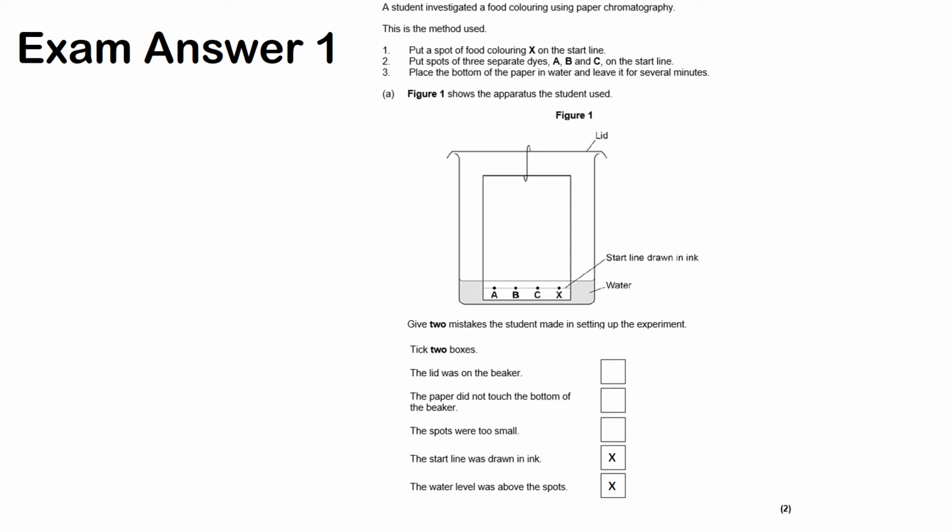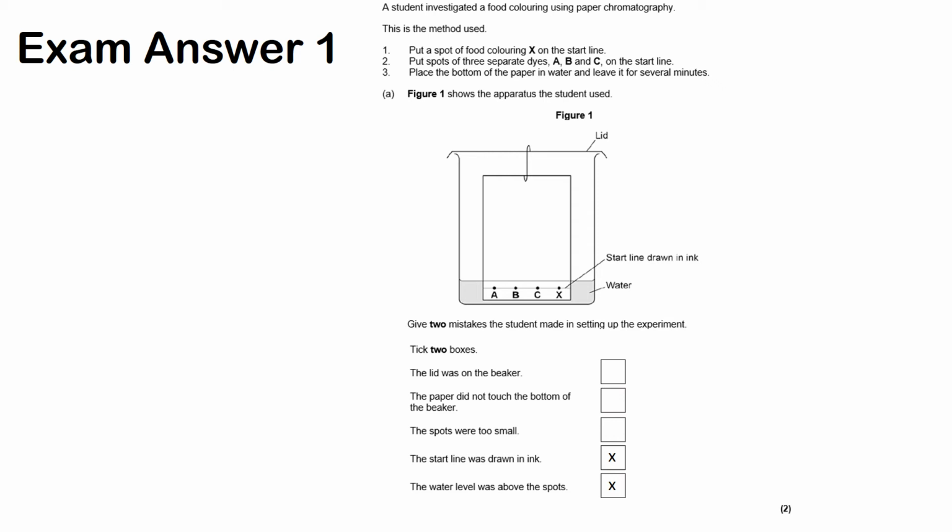And the question is, give 2 mistakes the student made in setting up the experiment. So tick 2 boxes. So the first option is the lid was on the beaker. Well, I didn't mention a lid before, but the lid is actually quite important, sometimes depending on what kind of solvent you've got. Some solvents evaporate really easily into the air, and so the lid is there to stop them from escaping. So the lid wouldn't affect the chromatography, it would actually be a good thing, so it's not that one. Paper didn't touch the bottom of the beaker, that's not a problem, that's absolutely fine as long as the paper is touching the water. It doesn't need to touch the bottom of the beaker, so it's not that one.